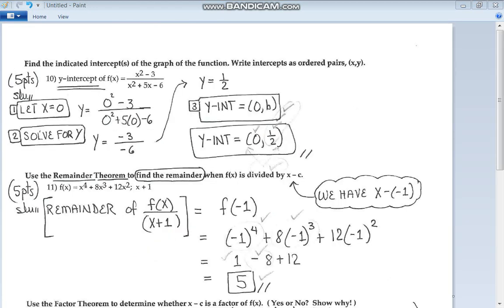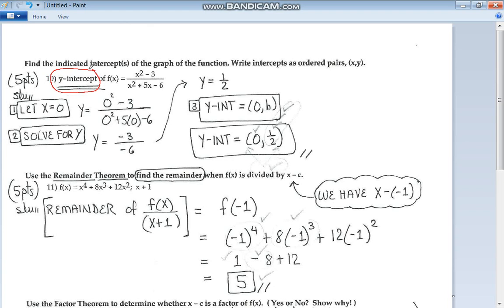Find the indicated intercepts of the graph of the function. Write intercepts as ordered pair x, y. So specifically, they're asking us for the y-intercept. So there's no need for a plural. There's only going to be one y-intercept. If there were more than one y-intercept, we wouldn't have a function.